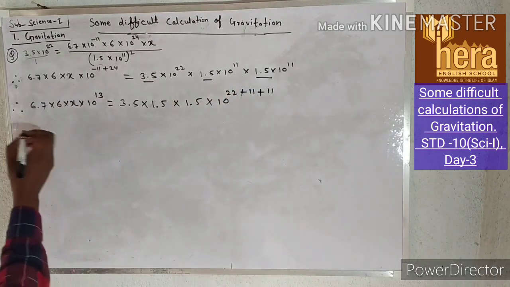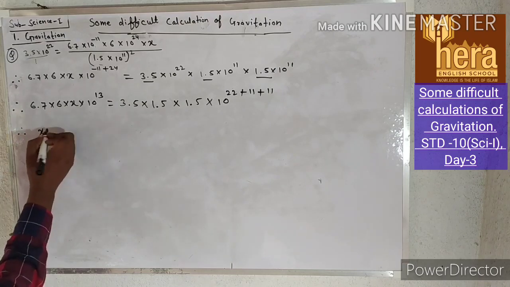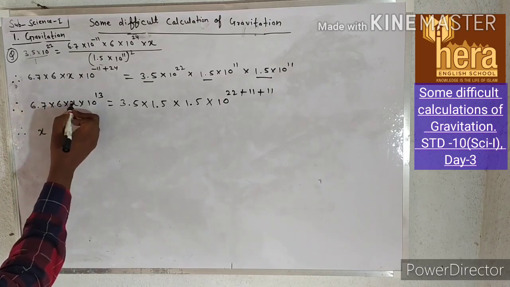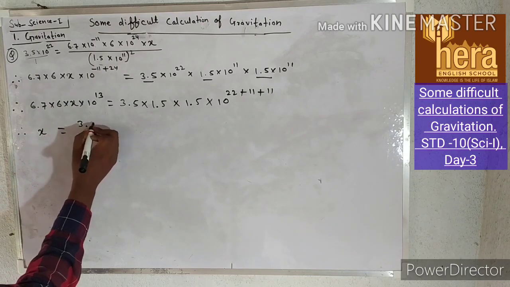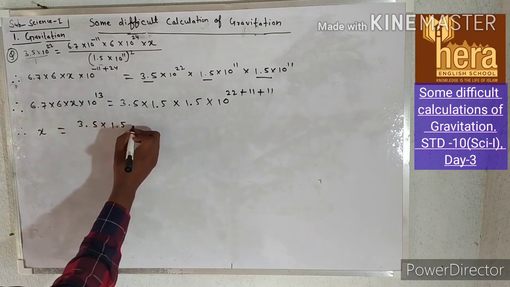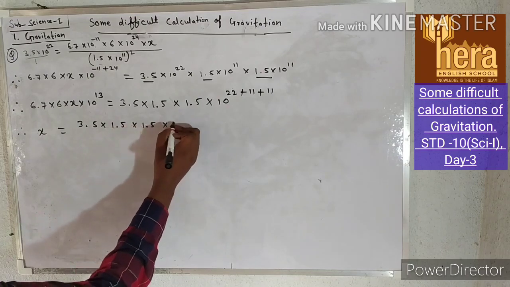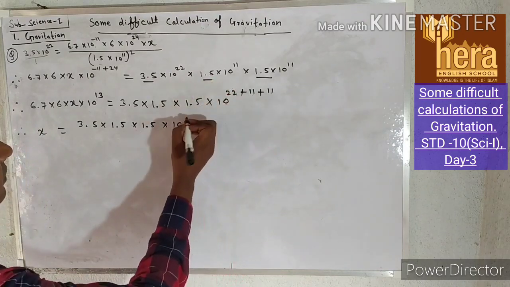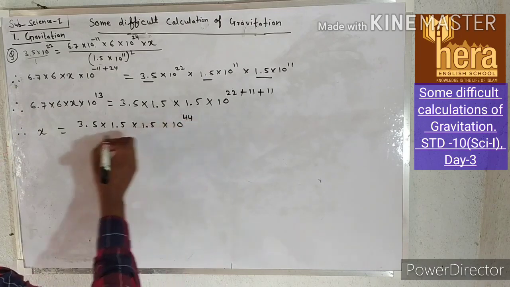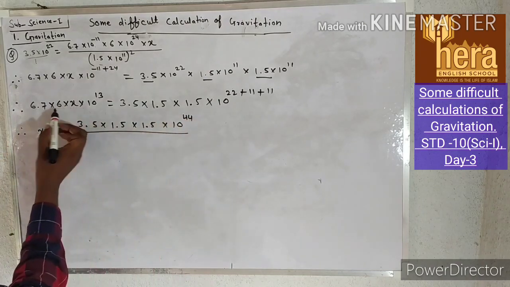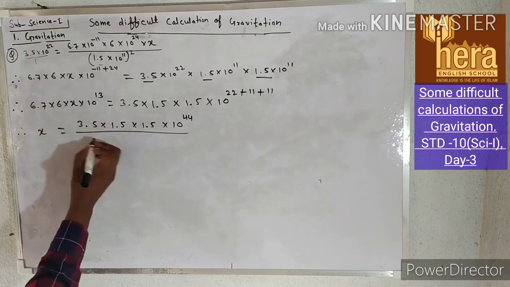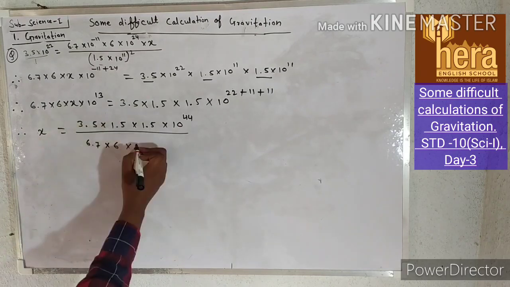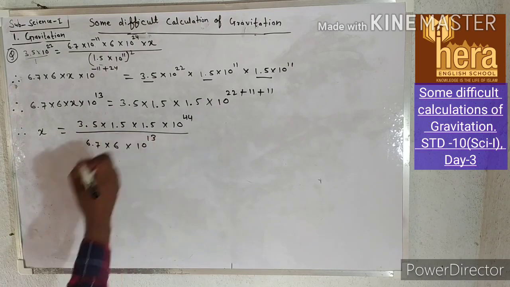Okay. Therefore, x will be equal to 3.5 into 1.5 into 1.5 into 10 raised to, that is 11 plus 11, 22, 22 plus 22, that is 44, 44 divided by, these all are in multiplication, so this will be equal to 6.7 into 6 into 10 raised to 13.